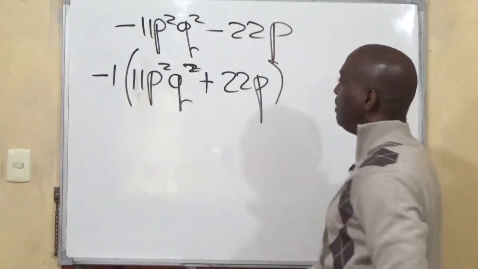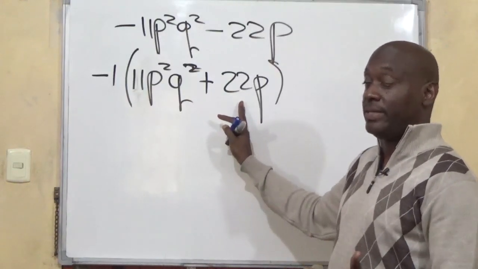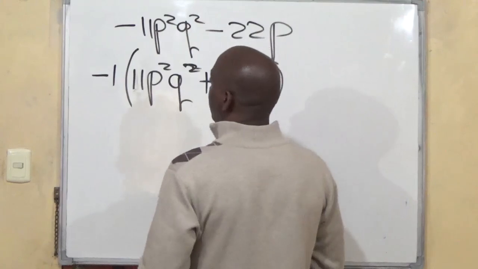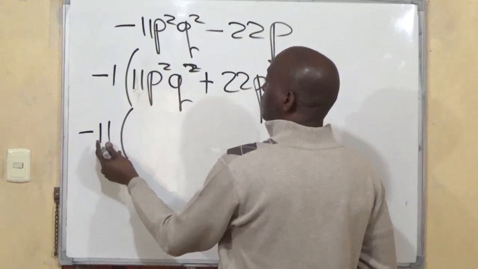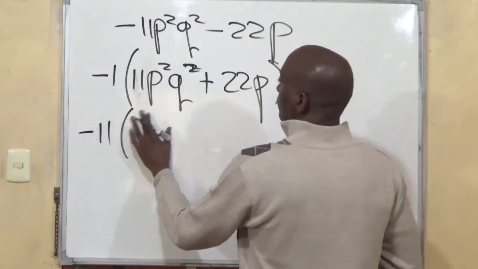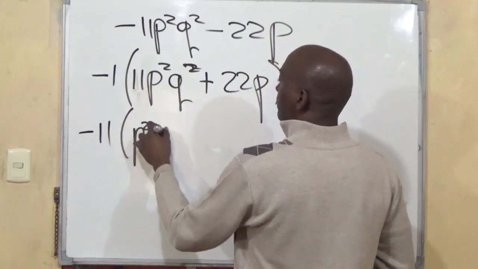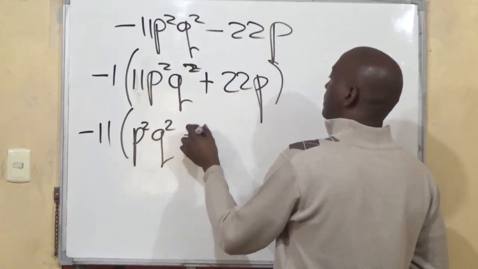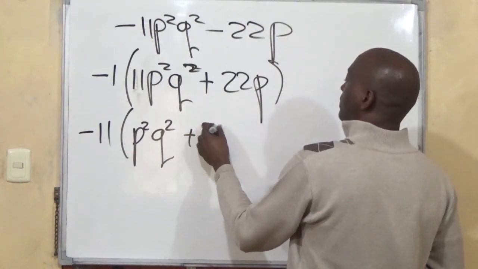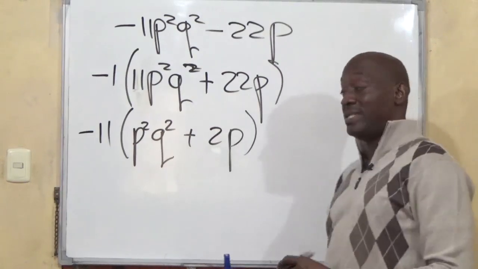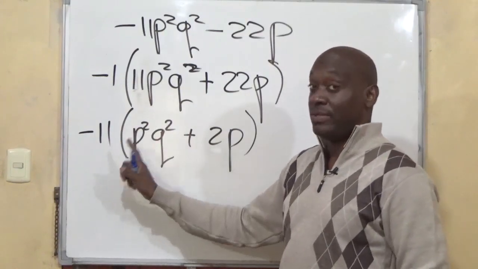So you look at the numbers first of all. You see 11 here, and you see 22 here. No problem. Let me take out the 11. So you have minus 1 by 11, which will give you a minus 11. 11 into 11 p squared q squared is p squared q squared, plus 11 into 22p is 2p. Remember, using the system that we adopted, in this line we're not dividing by minus 11, we're dividing by 11.